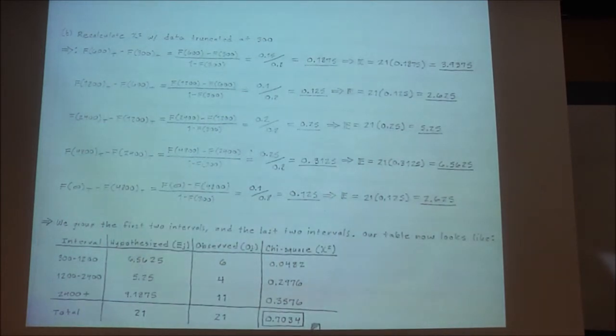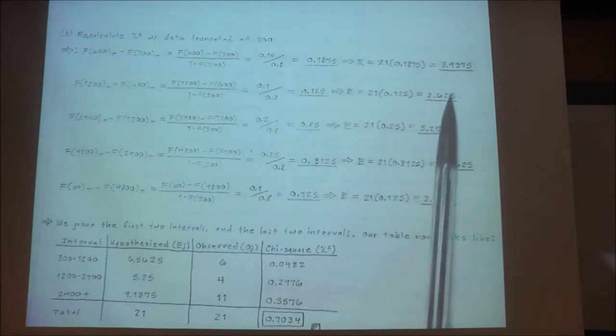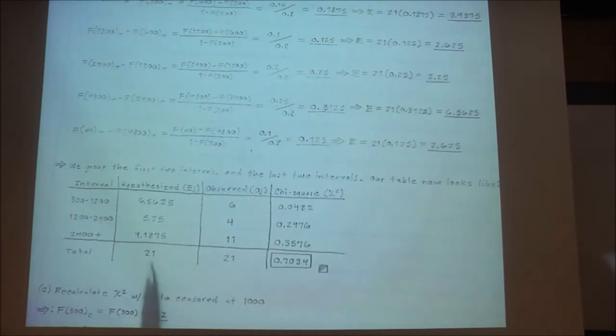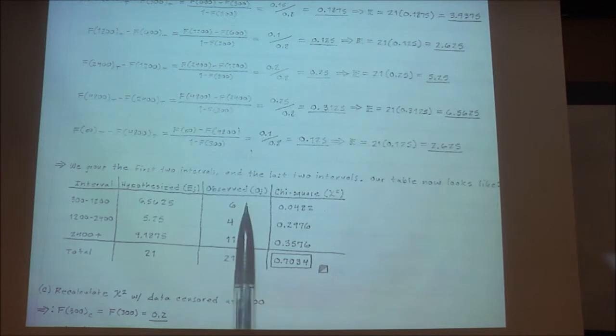We're still grouping into the largest number of groups so that each group contains at least 5 observations. So we're going to group the first 2 intervals and the last 2 intervals. So here's what our new table looks like. We have our hypothesized expectation, these 2 added together, this one, and these 2 added together. Our observed, again, you just go back to the data and count how many are in that interval. So 6, 4, 11.